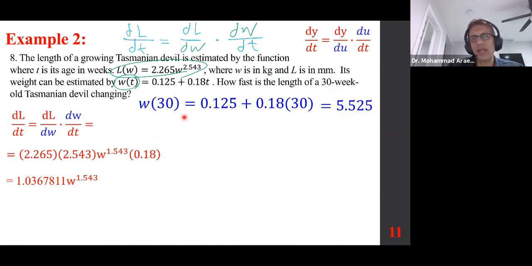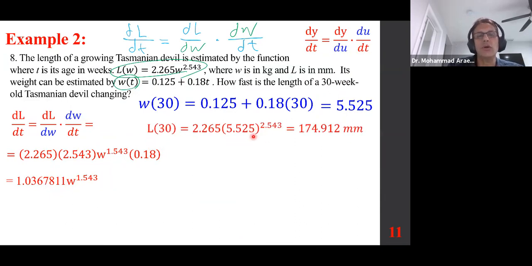I mean, I just have calculated also the length. You really don't need that. The reason you don't, because this is not involved with that, okay? But in case it was, you could use that. Or in case the question is, what is the length of a 30-week-old Tasmanian devil? That would be the length, but this is the change. So now we plug in.